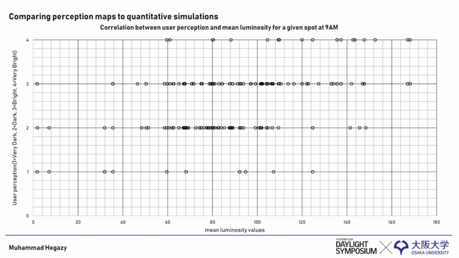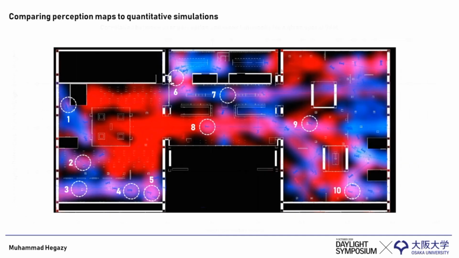And using the data from the quantitative metric that we have developed, we could compare the rankings that we had acquired from users with the mean luminosity values. And using the scatter plot, we found that there is a statistically significant correlation between both metrics.